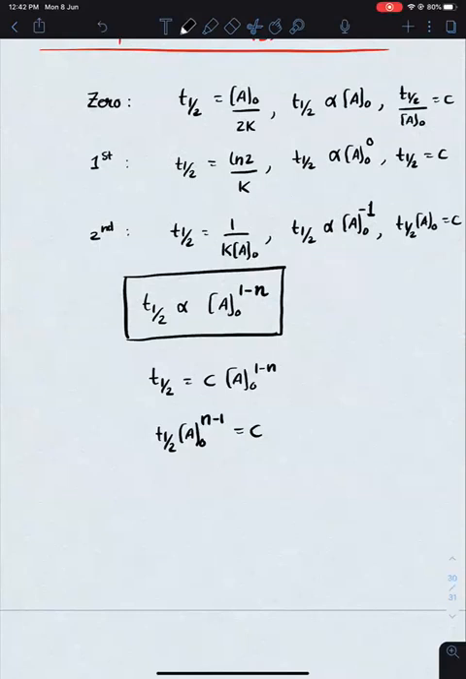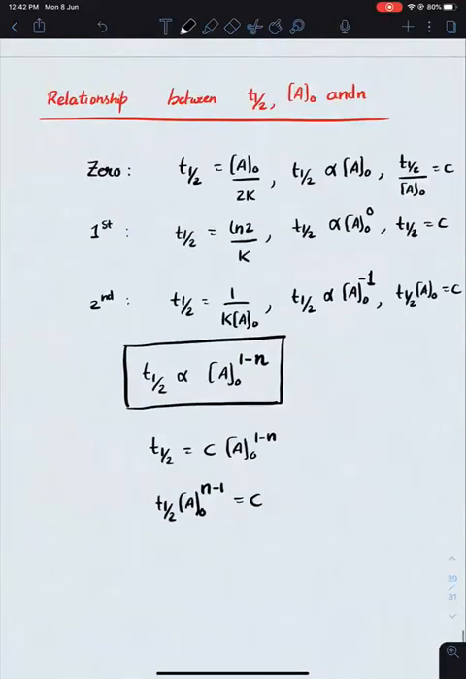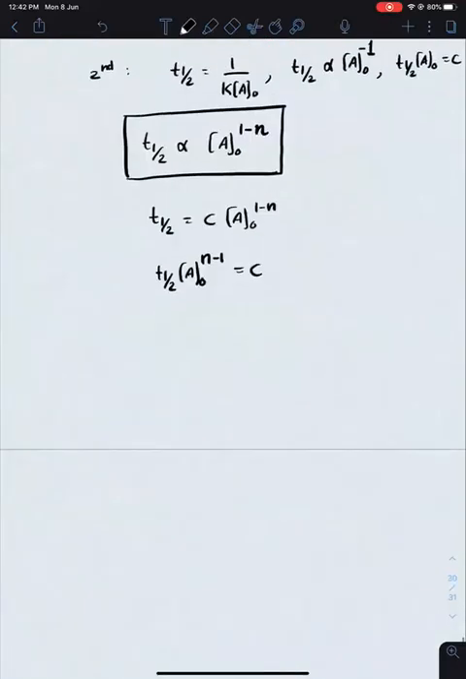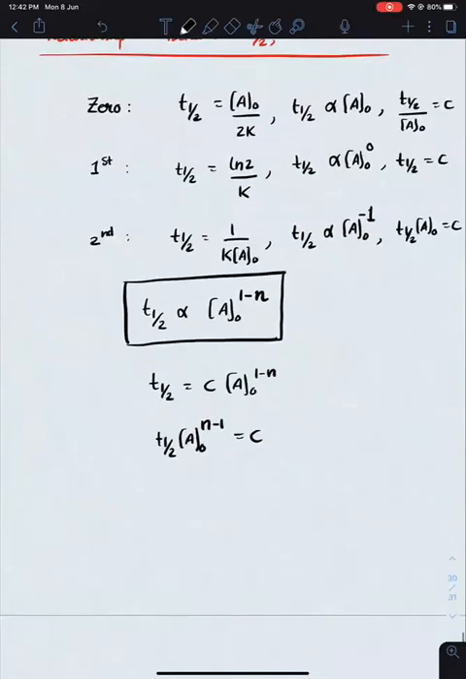Any doubt? नहीं सर. Okay, ये समझ में आया ना? इसी के ऊपर एक क्वेश्चन देता हूँ, try to answer that. Please understand this. T half upon a naught must be a constant for zero order reaction. T half is a constant for first order reaction. T half times a naught must be a constant for a second order reaction.